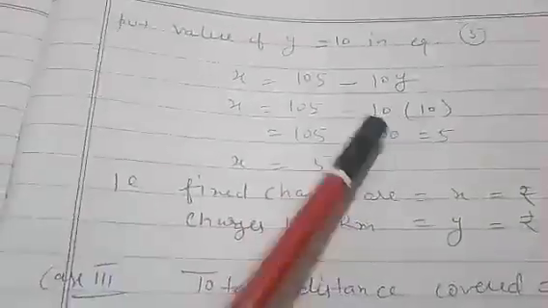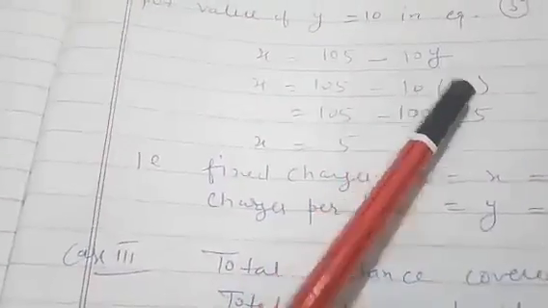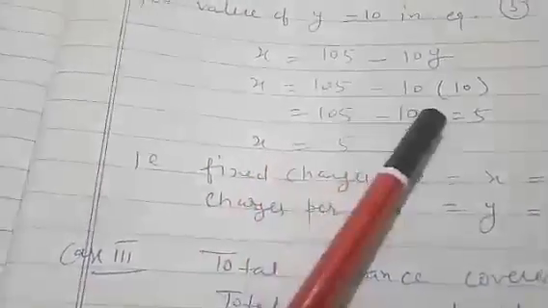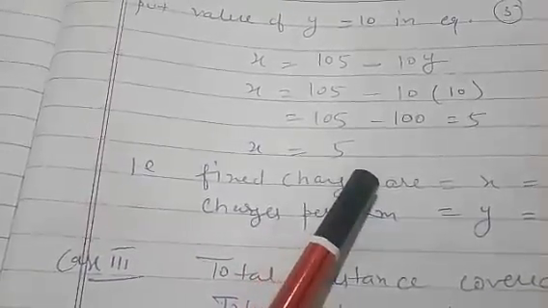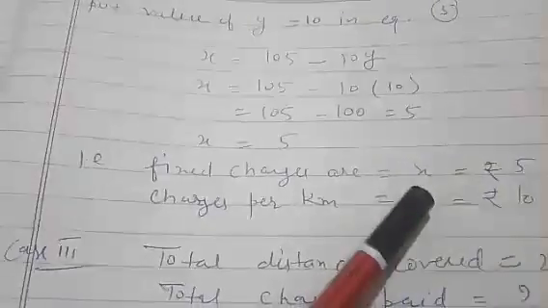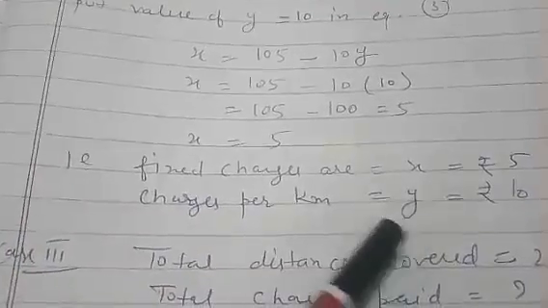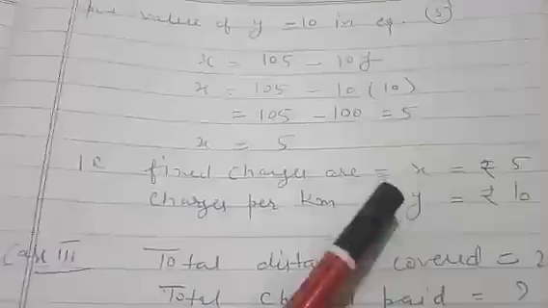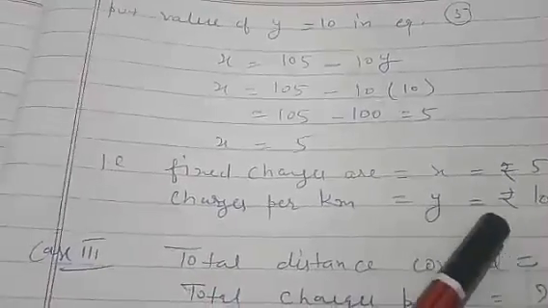Now putting the value for Y equal to 10 in any equation above, like I put here in X equal to 105 minus 10Y, as Y was coming out to be 10. So upon solving we have seen X comes out to be 5. Now you see that in the beginning what we assumed, X was representing the fixed charges. So X fixed charges means rupees 5 and charges per kilometer was assumed by Y, which is coming out to be 10. So we have come to know the fixed charges and also the charges per kilometer.